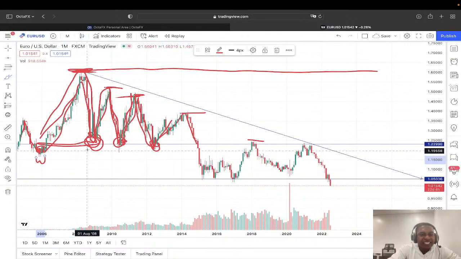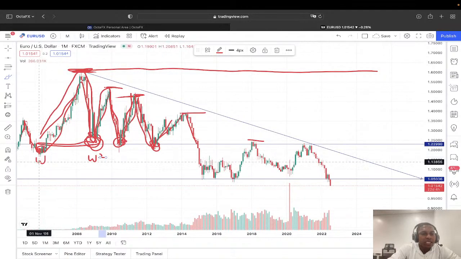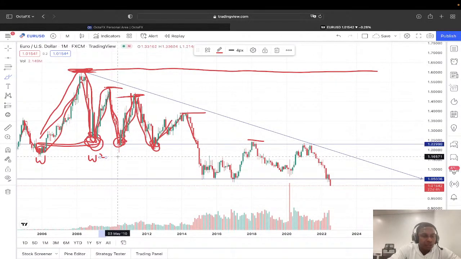Now the next support level was weaker. So I will say W raised to power 2, was weaker, right? Because the more price keeps touching that same support level, the weaker the support level.